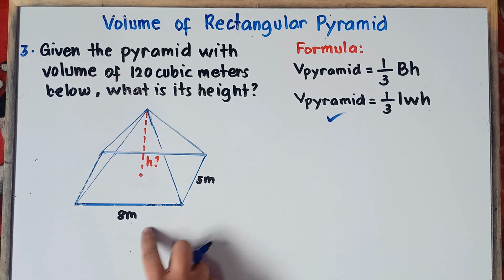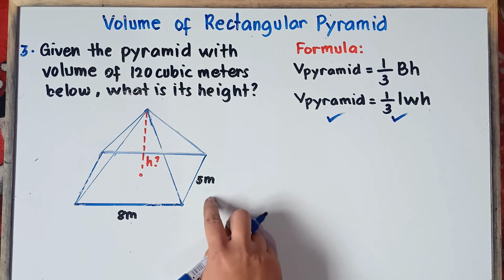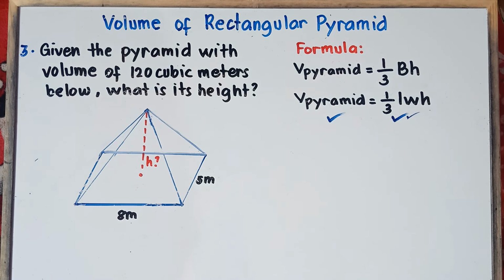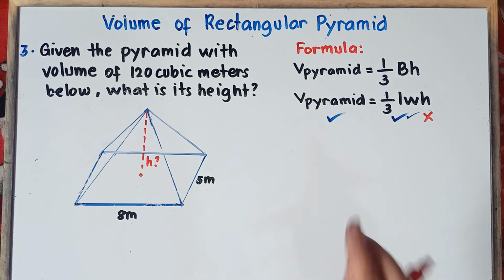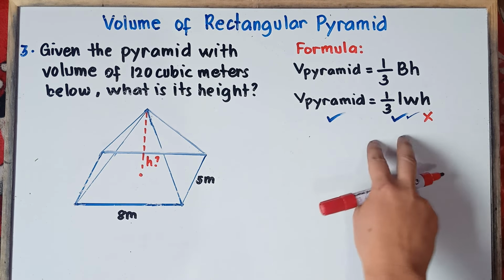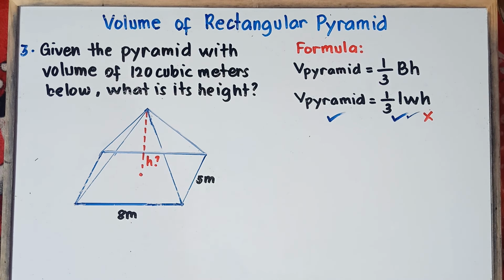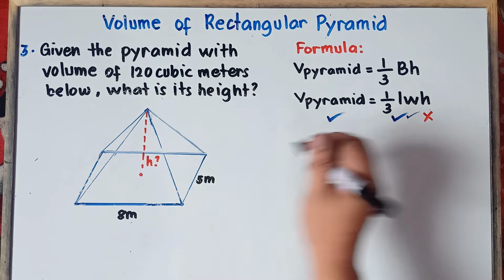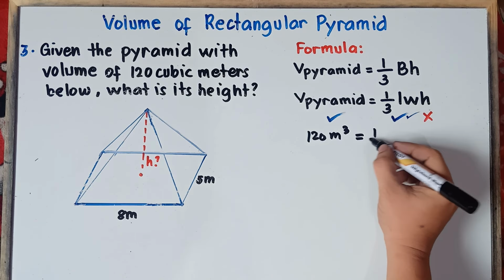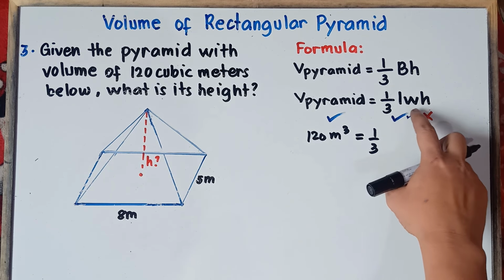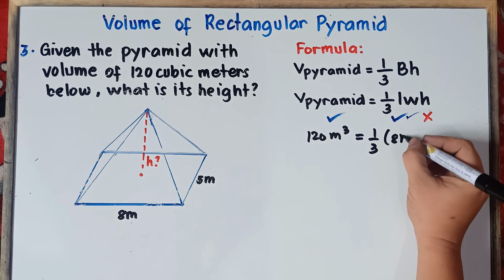Do we have the length? Yup, that is 8 meters. Do we have the width? Yup, that is 5 meters. And we don't have the value of the height. So therefore, class, if we only have one unknown with regards to this formula, we can use this formula in finding the height. So simply substitute the value of the volume, 120 cubic meters, equals 1/3. So once again, this is length times width times height. Our length is 8 meters, so 1/3 times 8 meters.